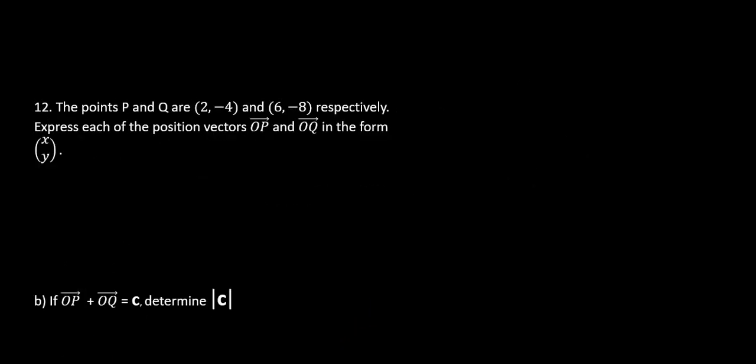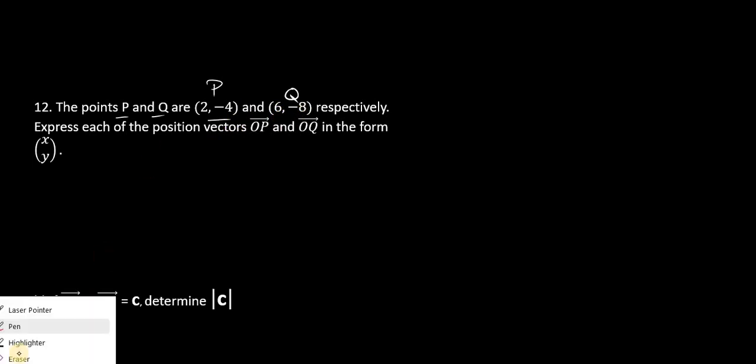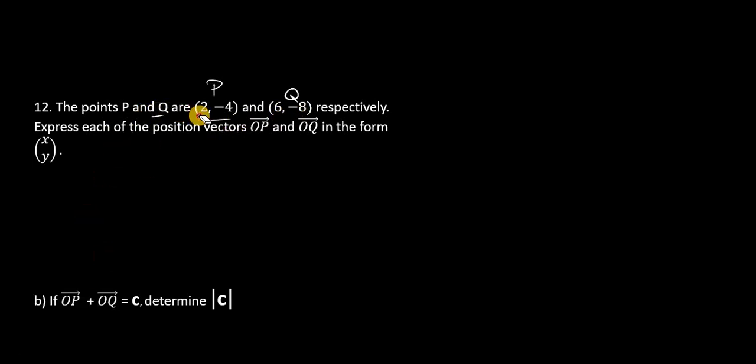Let's look at the next example. We have the points P and Q, which have locations 2, -4 and 6, -8 respectively. So this is P, and this is Q, based on the order in which we call them, P and Q.